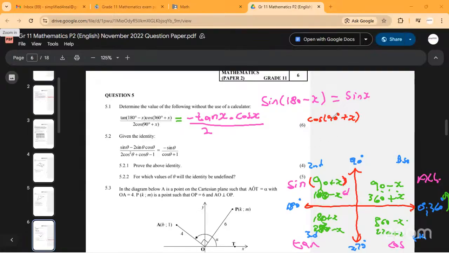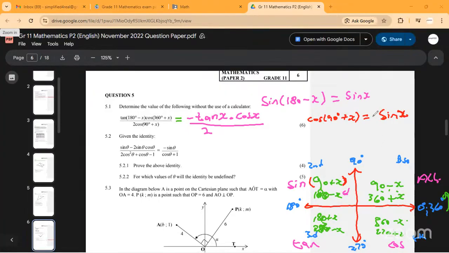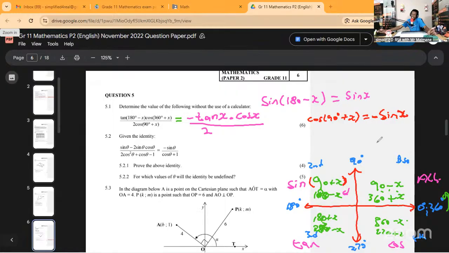Cos of 90 is supposed to change and become sine x because cos becomes sine in terms of 90. But as much as it becomes sine, since it was cos in the first place and cos was negative in that quadrant, it should have been negative from the beginning. So that's why we say this is minus sine x. So for that one there, we would have minus sine x, just like that.